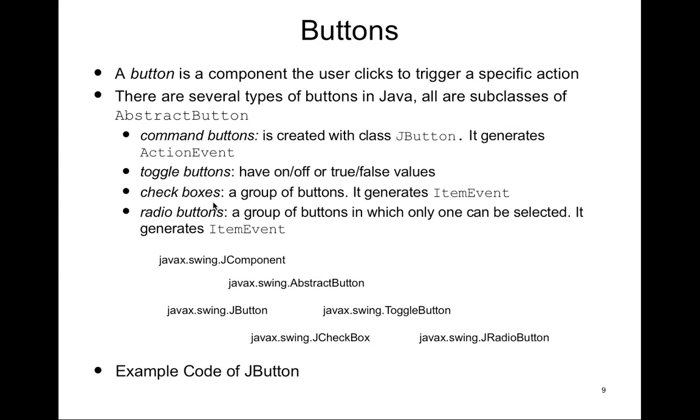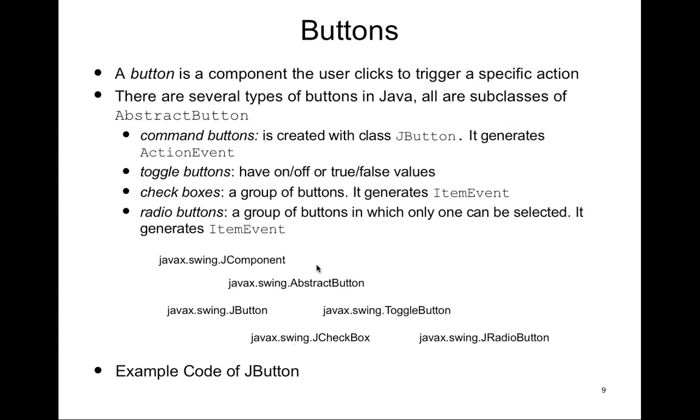Excuse me, checkboxes. So radio buttons themselves are a group of buttons in which only one can be selected. It generates an item event, the same event, item event. But checkboxes are a group where you can select 1 or 2, 3. You can customize the behavior. Radio is usually one of the selection, and then when that one is selected, the other one goes off. But you can make radios act like checks and back and forth, actually.